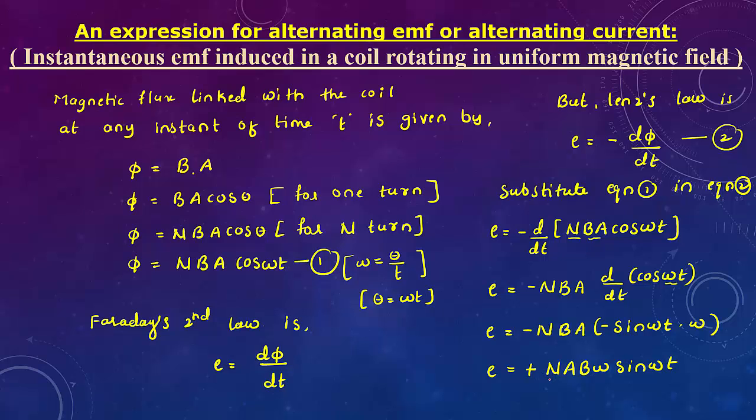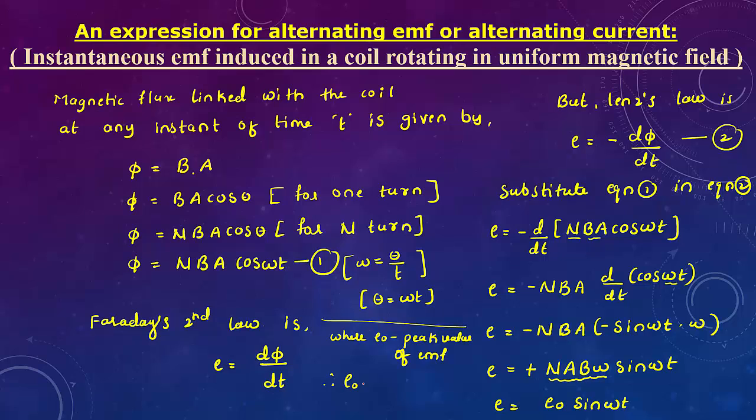But here, in place of N A B omega, I am going to write E naught. E equal to E naught sin omega t. What I wrote here? In place of N A B omega, I wrote E naught. Then what is E naught? Observe here, E naught is the peak value of EMF. Peak value means maximum value of EMF, denoted by E naught.